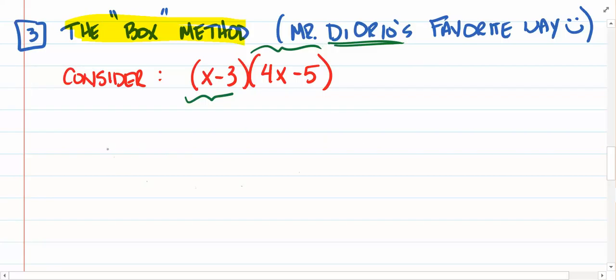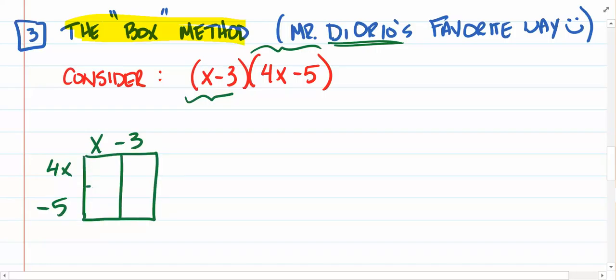I like the box method, so I take my first binomial, x minus 3, and I write it down. And then I write down 4x minus 5. So in a way, I'm kind of doing the area model, except I'm not blowing out a 4x by writing it as x plus x plus x plus x. So it's a little bit quicker. Now all you got to do is multiply on the inside.